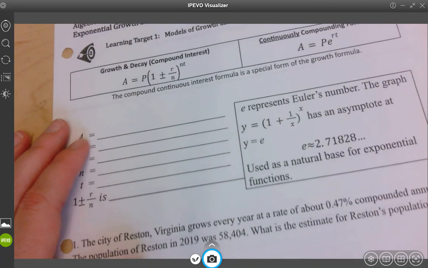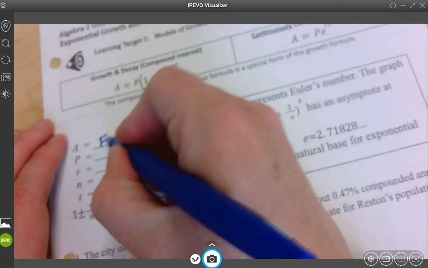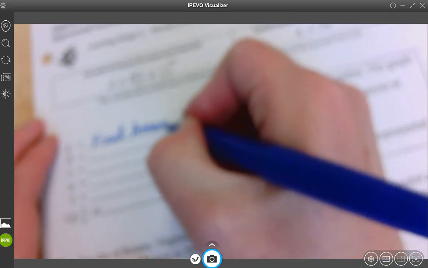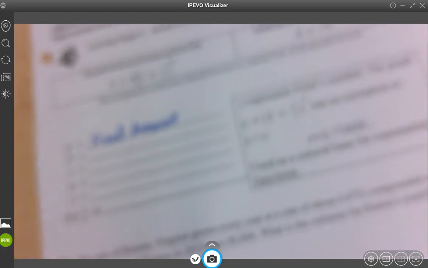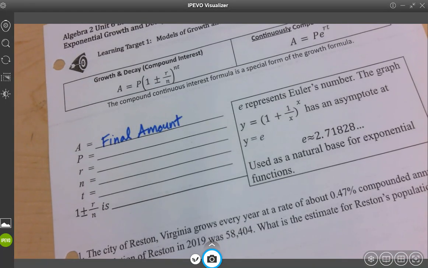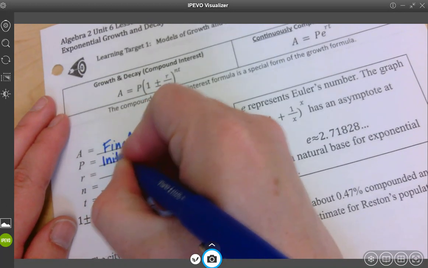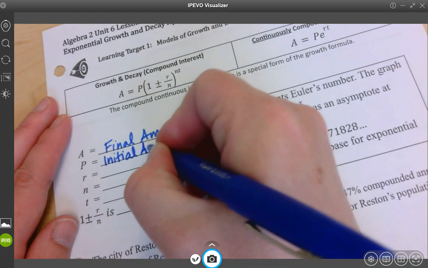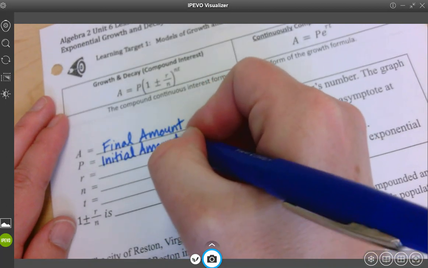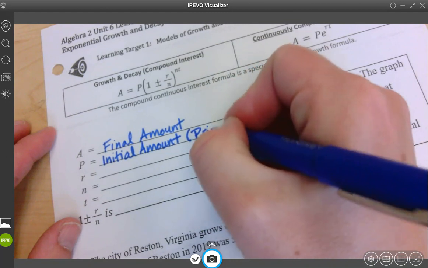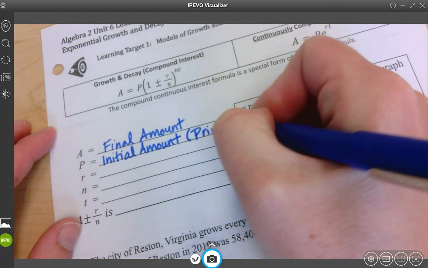All right, so defining our variables, A is your final amount of something. Usually in these cases it's money, but it's not always money. P technically stands for principal, which is like the amount of money you might invest, but it's also nice to think of it as initial amount or starting amount. Initial means starting, and principal is the money that you invest.